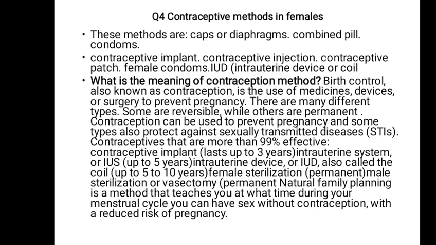Other than that, natural family planning methods are also there. That is called the safe method. Based on our menstrual cycle, you can have sex without contraception with a reduced risk of pregnancy.